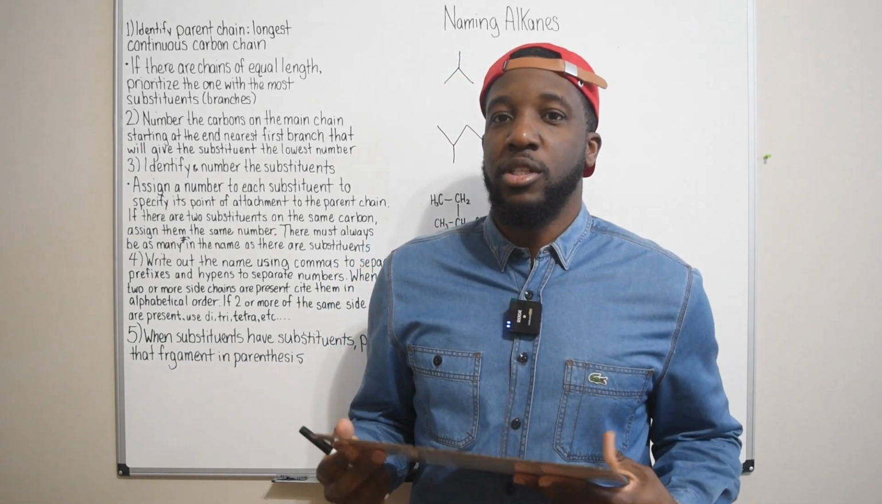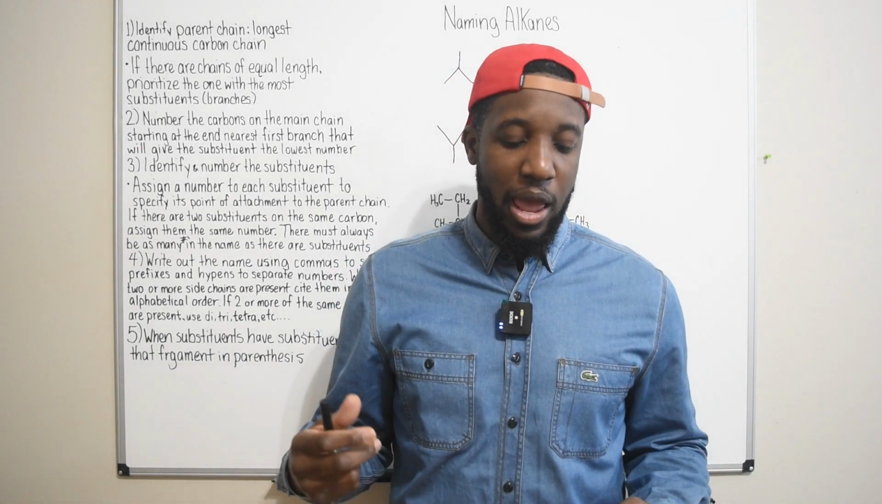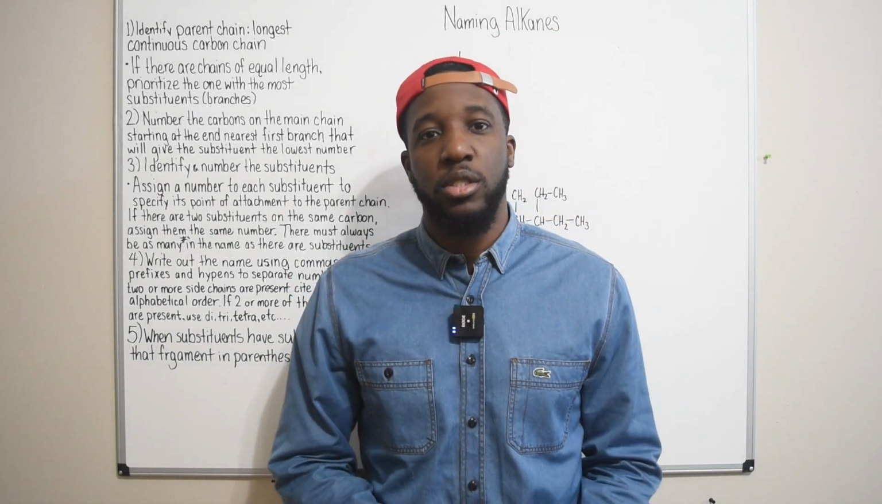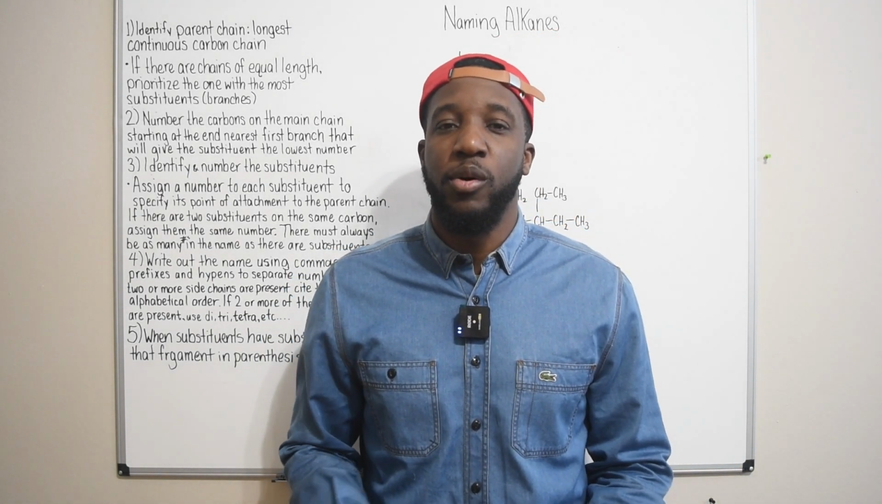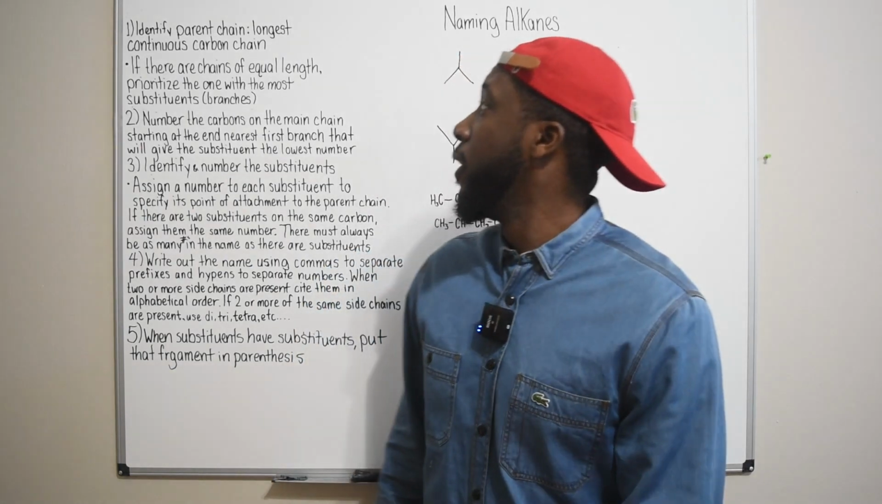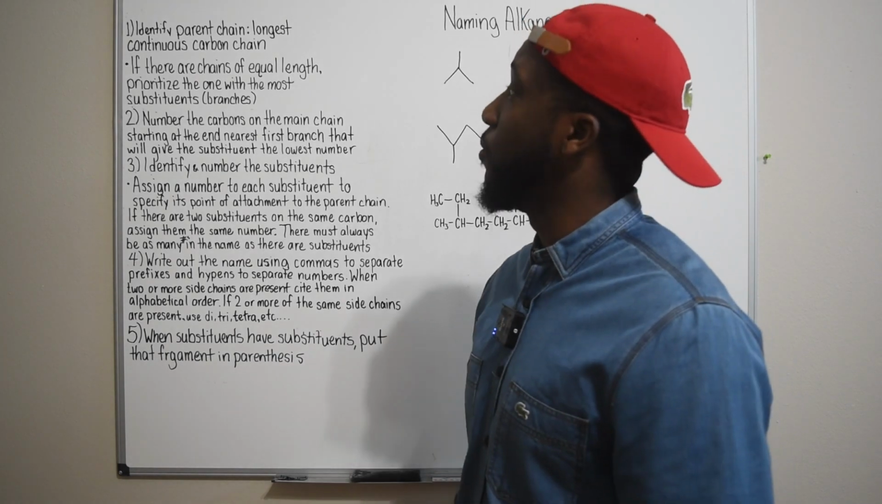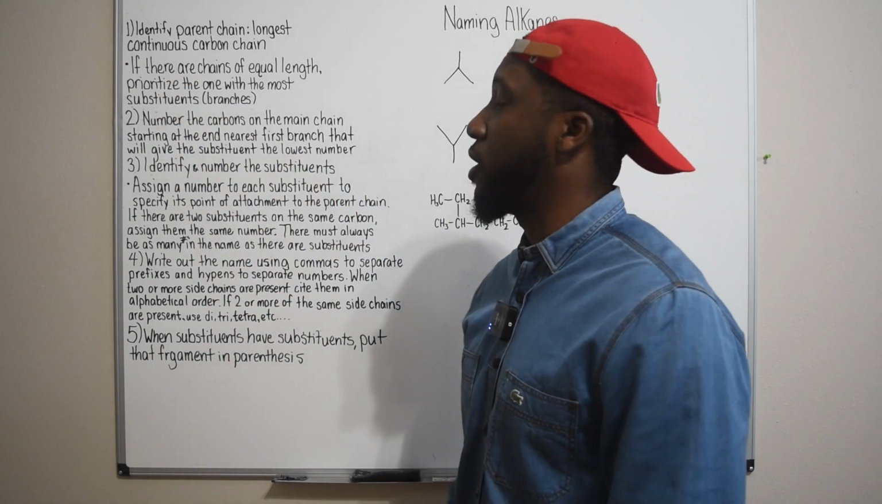All right, so let's review this nomenclature for alkanes. Of course, you know alkanes have no double bonds, no triple bonds. They're just a fully saturated hydrocarbon. So in order to name an alkane, we first got to identify the parent chain.